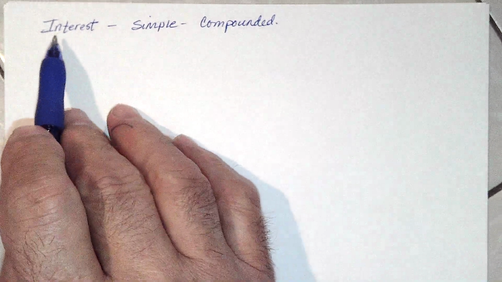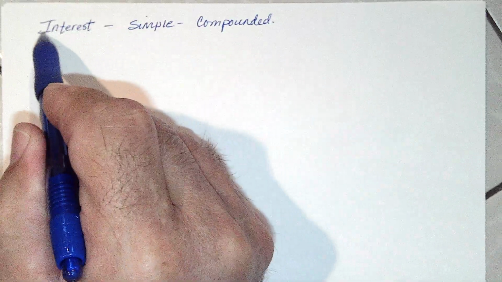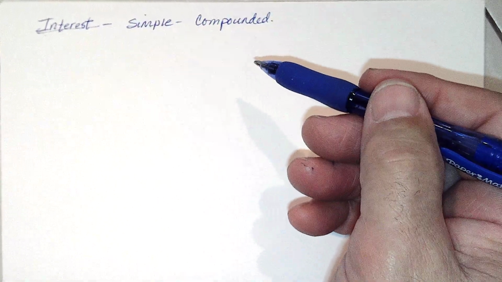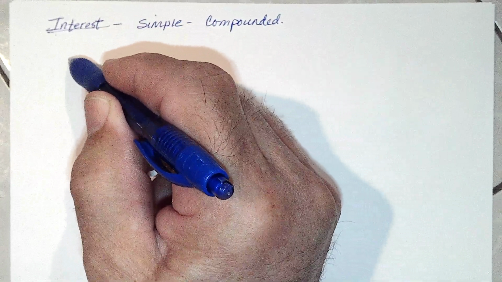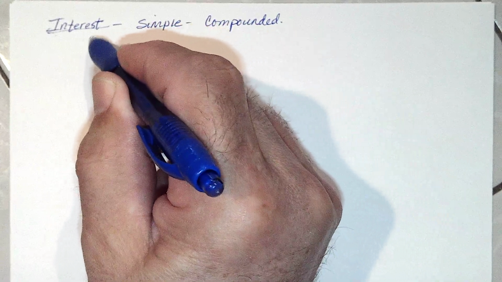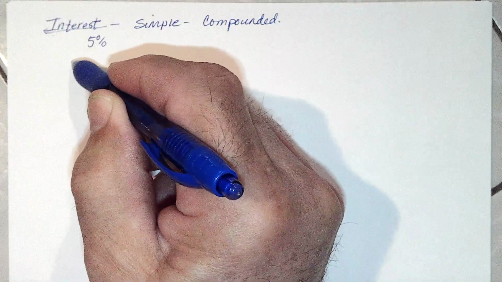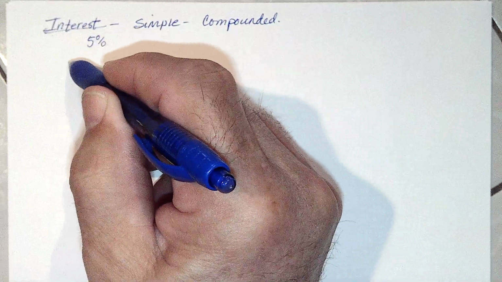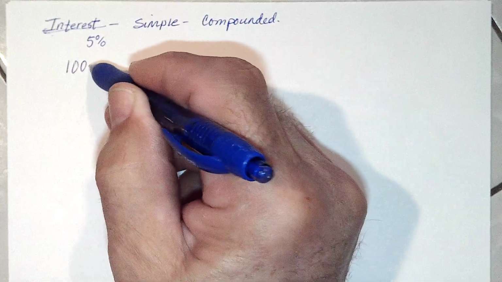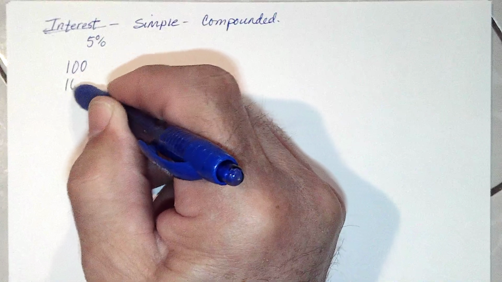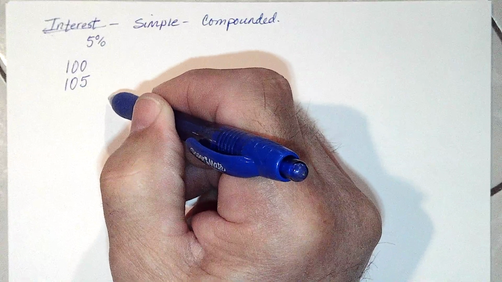Okay, I'm going to talk about interest, simple and compounded. We're talking about interest like you make on money if you put it in a savings account or something like that. So, simple interest. If I had a 5% interest per year, my simple interest would be, if I put in $100, the next year I would get the $100 plus 5% of $100, which happens to be $5.